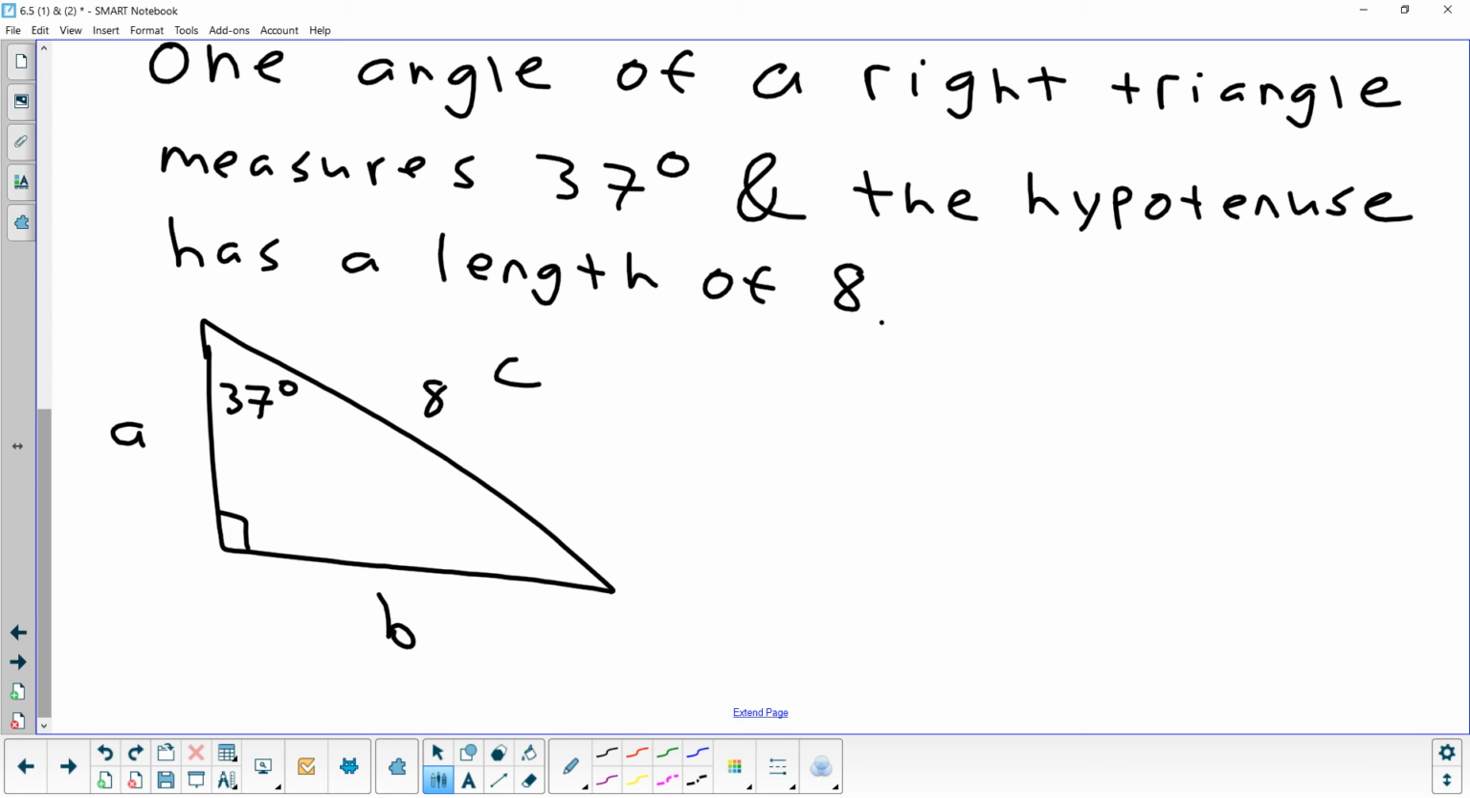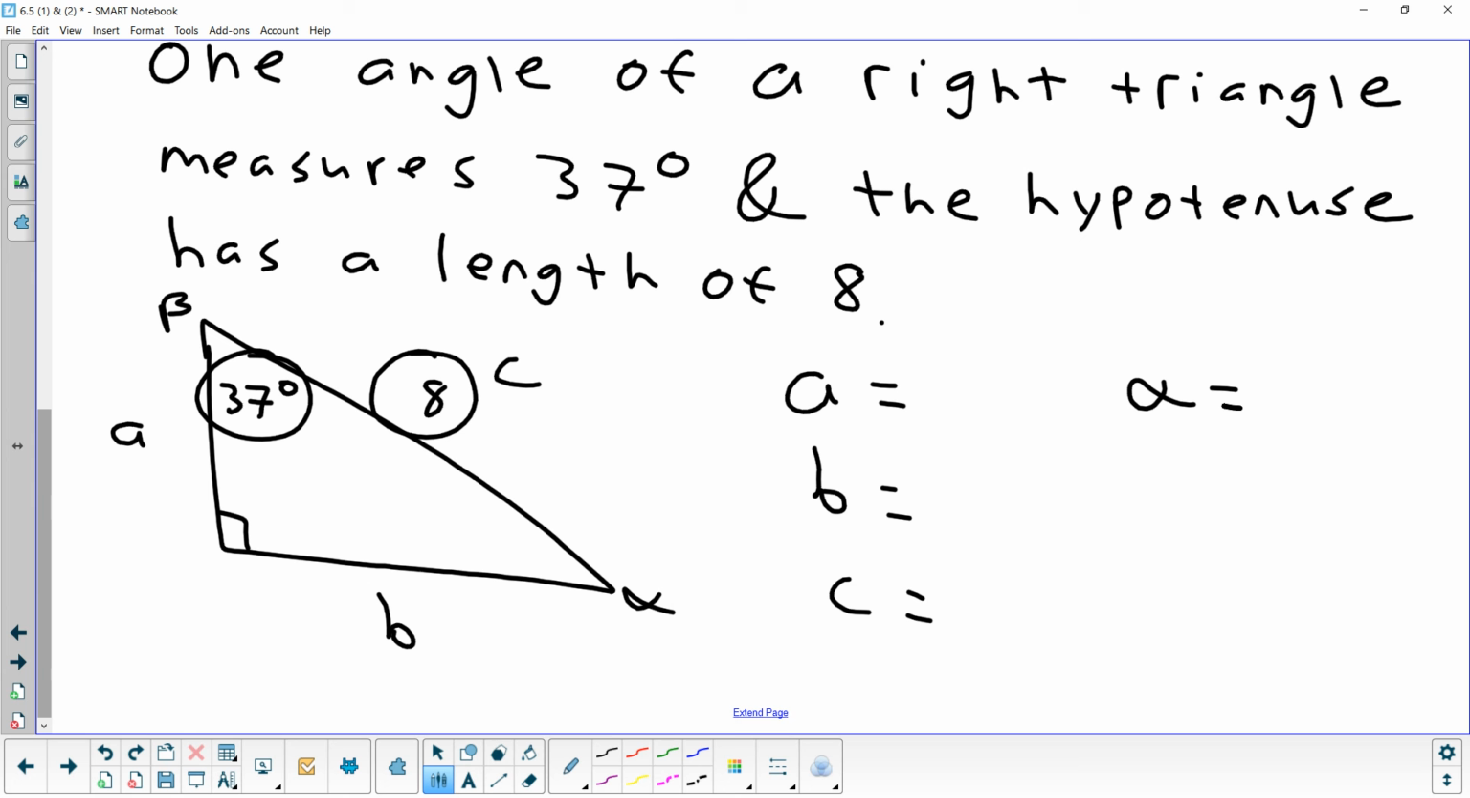And what do we usually call the angle across from A? Alpha. So we're going to call this alpha. And what about the angle that's across from B? Beta. Okay, so I've got my diagram. These are the two pieces of information that were given. So let's make a table off to the side. The table is going to have all the sides and all the angles.